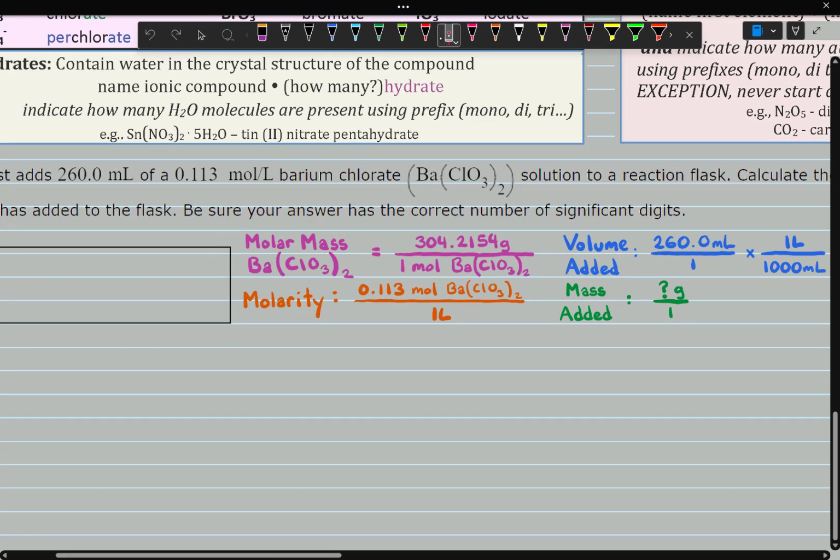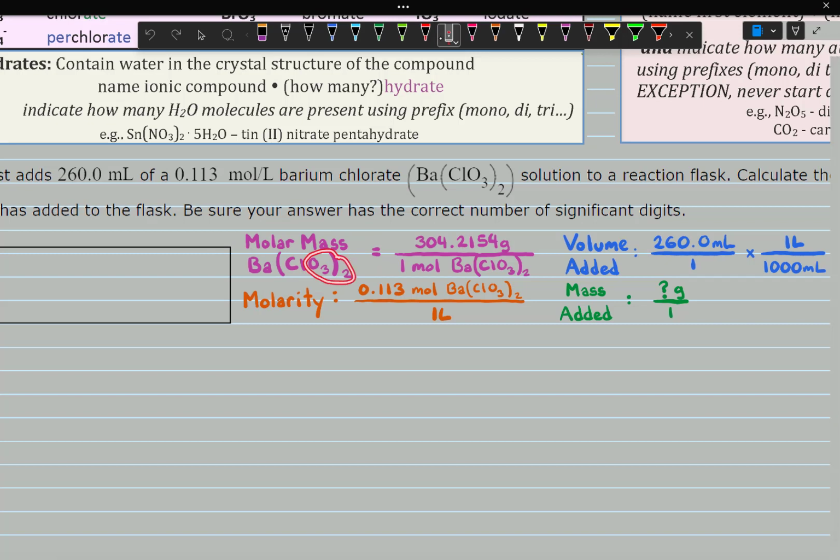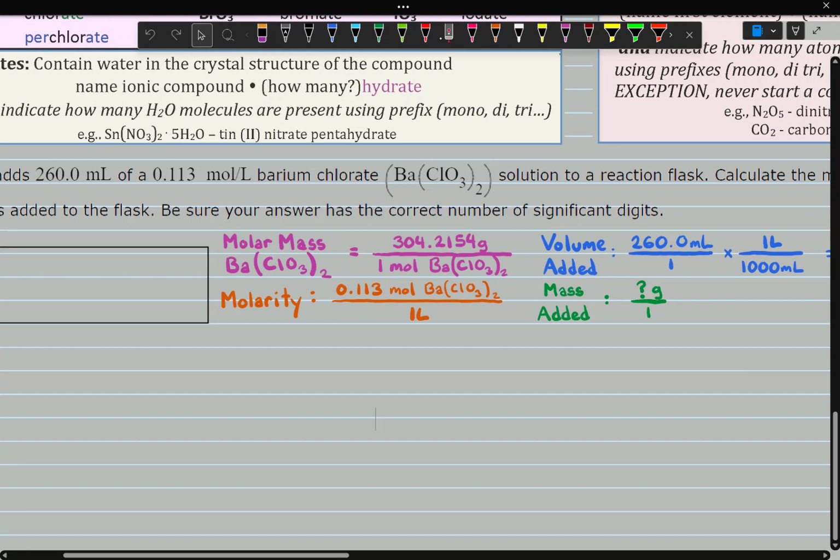So, our molar mass consists of 6 oxygen plus the molar mass of 2 chloride plus the molar mass of 1 barium. Add them up, you get 304.2154 grams for every 1 mole of barium chlorate.